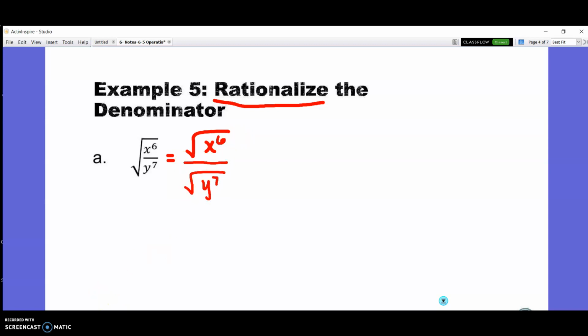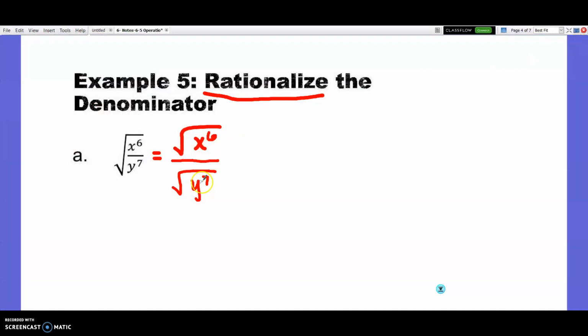Now the denominator is the one that I'm going to focus on because that's the one that is important. If I take the square root of y to the 7th, it's not going to come out clean. I'm still going to have a square root there because I don't have enough y's to make all the pairs. If I have 7, I'm going to have 1 left over. What I need is 8.